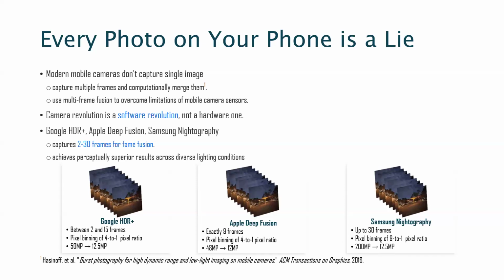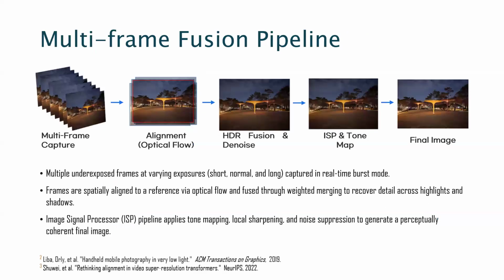The goal of these is to achieve perceptually superior results across different lighting conditions. Then the multi-frame fusion pipeline, in which, as I explained, multiple frames are captured across varying exposure scenarios: short, normal, or long exposure in the burst. Then the alignment optical flow pipeline, in which a reference frame is selected. Different cameras select differently; in Samsung they select 2 frames, merge them, and generate one composite medium exposure.